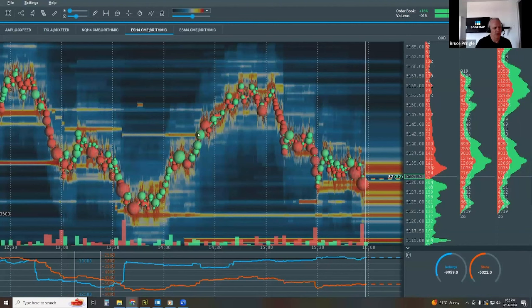I don't want to go into too much depth here, but the volume dots that you're seeing here are the transactions by the aggressors. A green dot is a market buy order. The size of the dot tells you the size that transacted relative to the other dots. A red dot is a market sell order hitting the bid and taking liquidity off of the best bid. And the size will show you how much is transacting there as well.